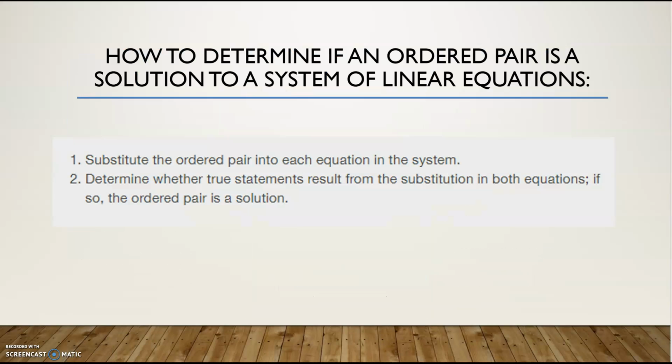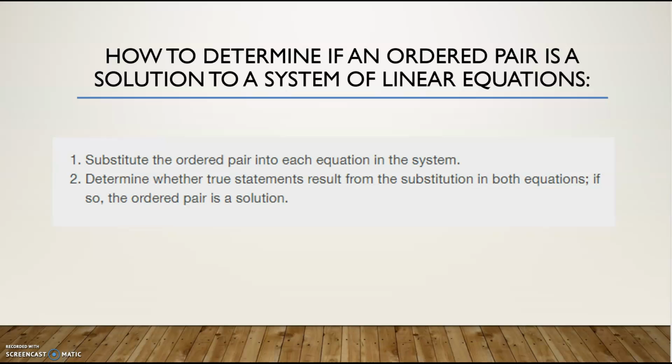So how do you determine if an ordered pair is a solution to a system of linear equations? Well, you just substitute that ordered pair into each equation in the system. Determine whether true statements result from the substitution in both equations. If so, the ordered pair is a solution. So you take the ordered pair and you plug it into both equations. If both equations come out with a true statement, then you can say that the ordered pair is a solution.